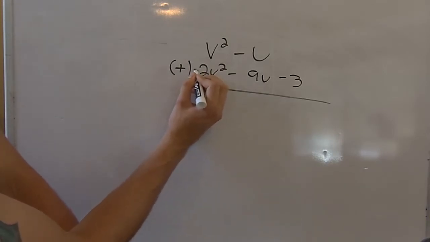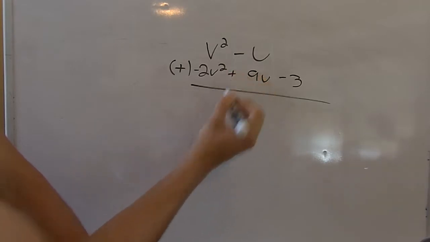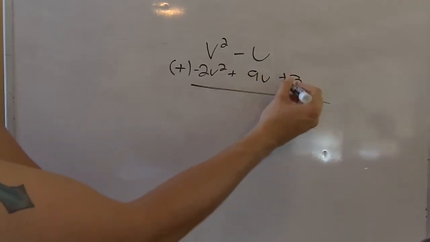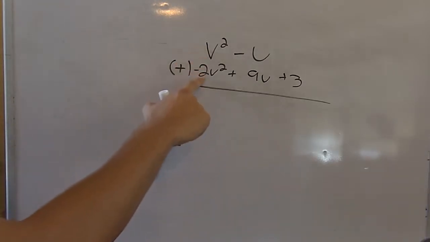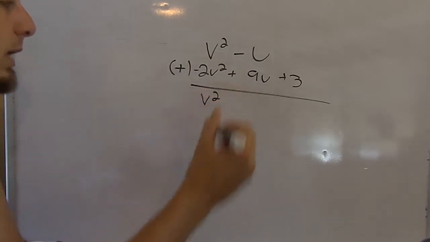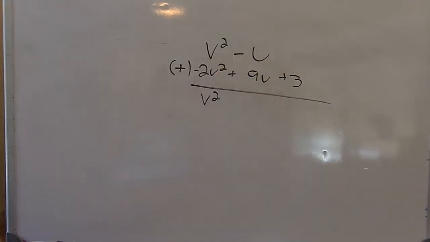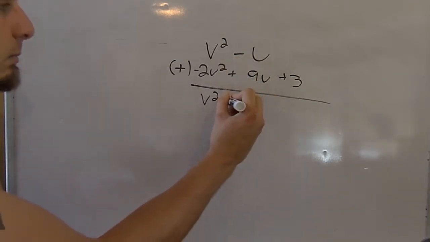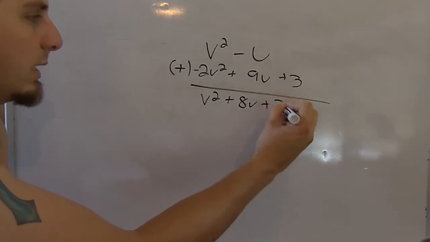So the positive 2v squared becomes a negative. The negative 9v becomes a positive. The negative 3 becomes a positive. And now we're going to go through and do our addition. V squared plus negative 2v squared is just negative v squared. Negative v plus positive 9v is going to get us positive 8v. The 3 has nothing to add or subtract from, so it just stays as a 3.